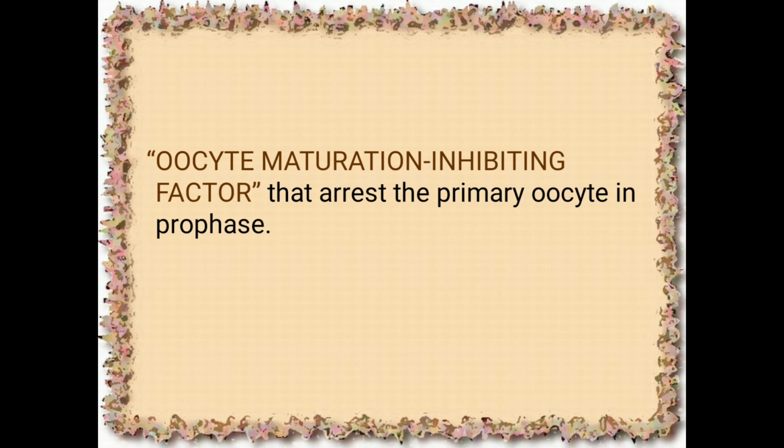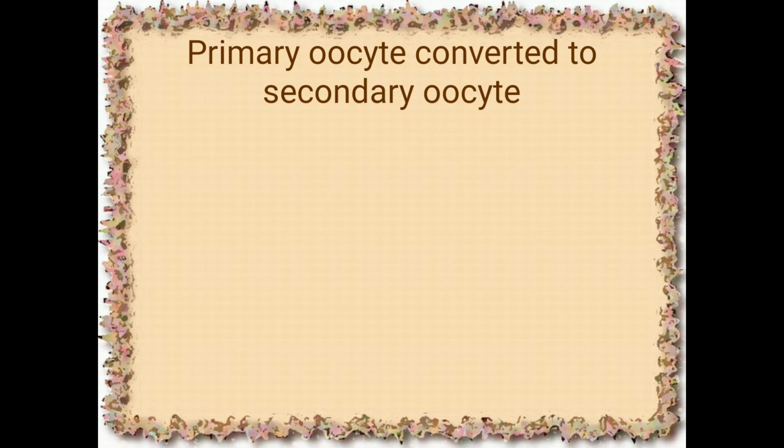Oocyte maturation inhibiting factor only arrests the primary oocyte in prophase. So the first meiotic division gets arrested in the prophase by the oocyte maturation inhibiting factor. Next, the primary oocyte is converted to the secondary oocyte. The primary oocyte is arrested in the prophase of the meiotic division. This is called meiotic arrest.